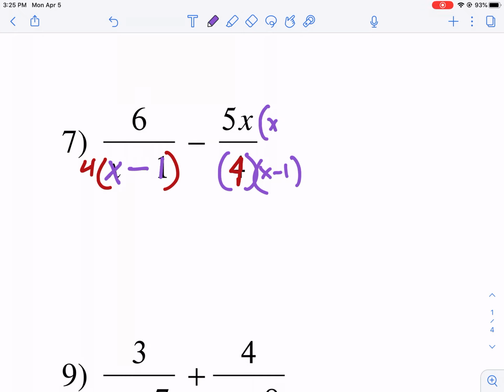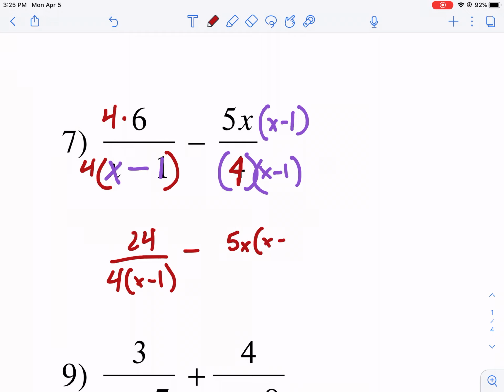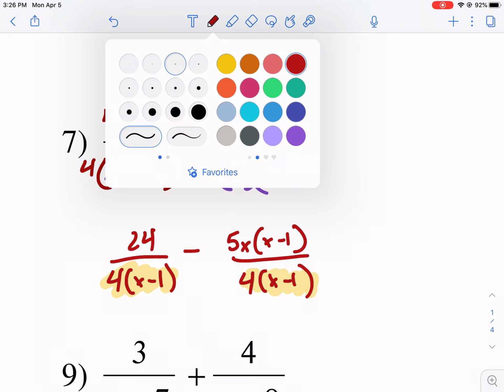Now, we have to also multiply the top by x minus 1 here. We also have to multiply the top by 4 to keep the fraction balanced without changing the value. So now we have 24 over 4 times x minus 1, that's our common denominator, minus 5x times x minus 1 over 4 times x minus 1. As you can see here, we have our common denominator, 4 times x minus 1. So that's going to be our new common denominator.